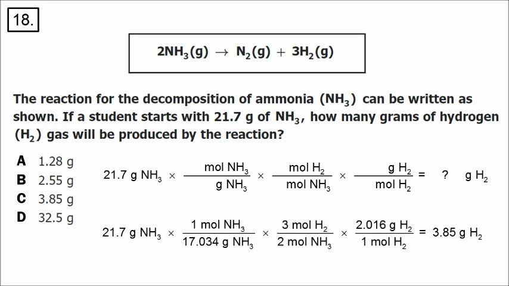So there's about 17 grams in 1 mole of NH3. The ratio of hydrogen to NH3 is 3:2 based on the coefficients, and there's about 2 grams of hydrogen, H2, in 1 mole. If we do this math, we get C, 3.85 grams of hydrogen.